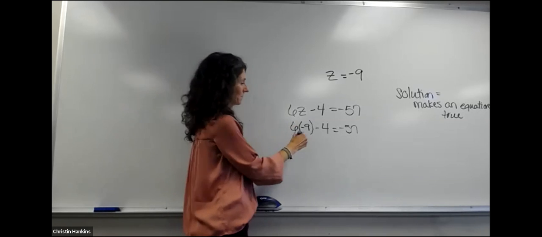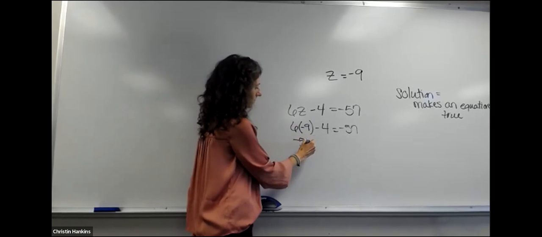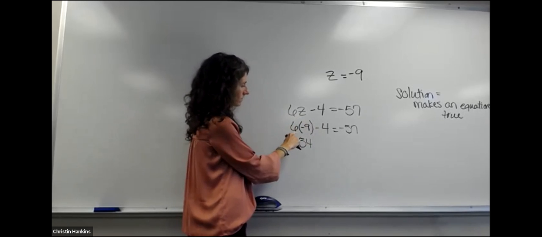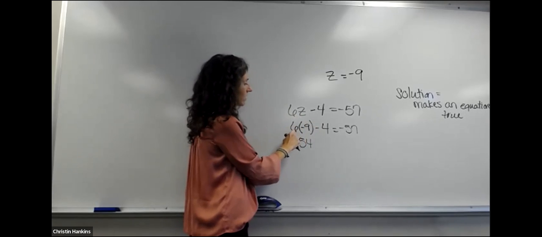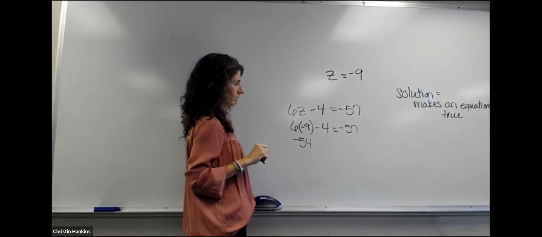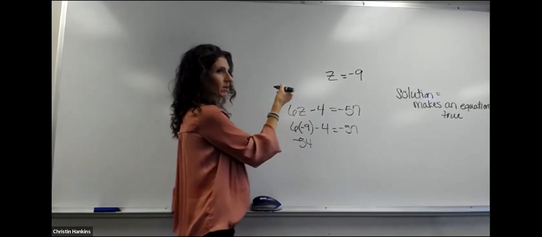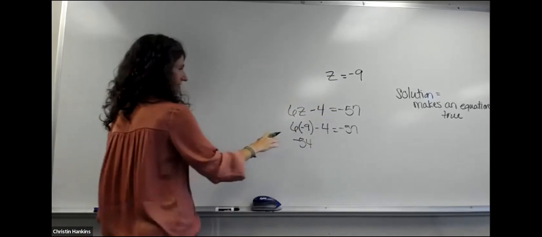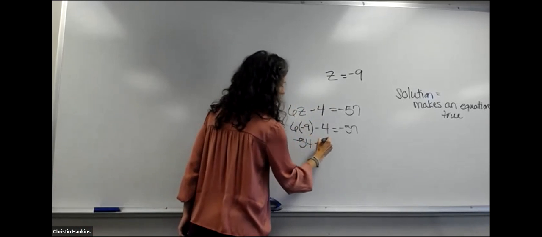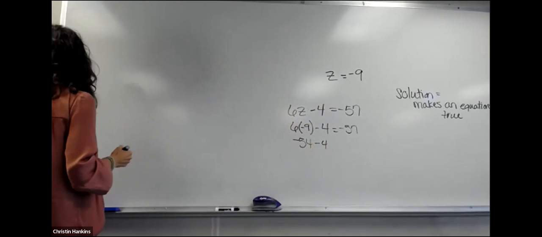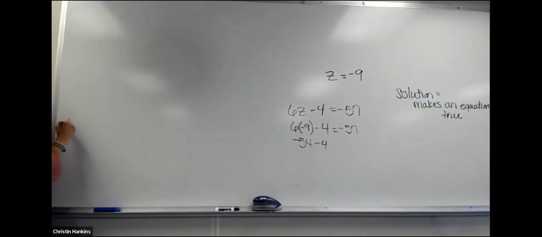What is it? Negative 54. Why is it negative? One negative stays negative when you're multiplying. And we wrote that on the board last time. One negative stays negative when multiplying, 2 negatives make it positive when multiplying, but 2 negatives stay negative when you're adding negative numbers.